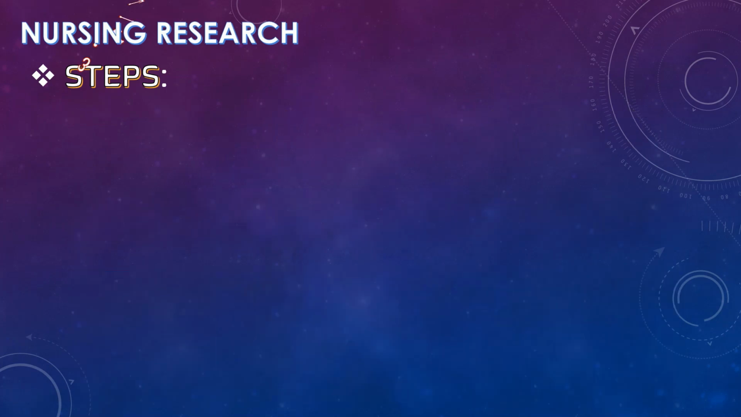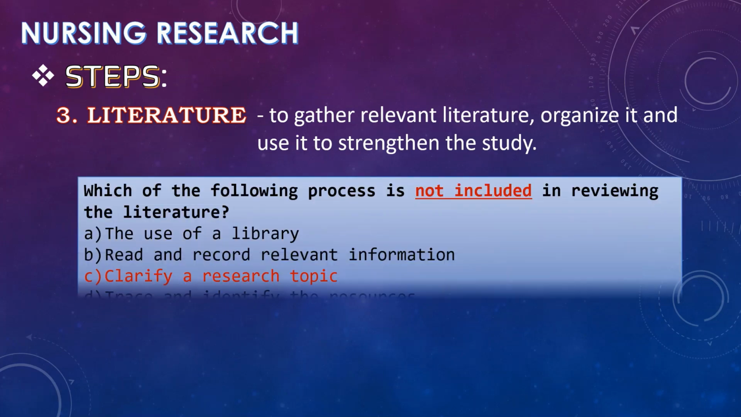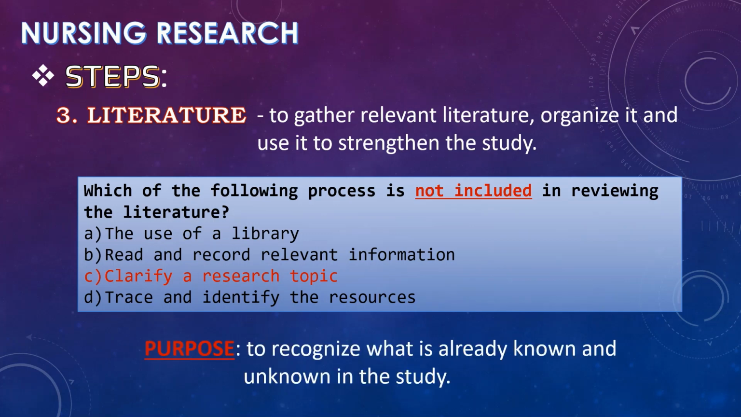Our third step is literature. In this stage, we gather relevant literature, organize it, and use it to strengthen our study. Therefore, we use libraries, read and record relevant information, and trace and identify the resources. The major purpose of reviewing the literature is to recognize what is already known and unknown in the study.